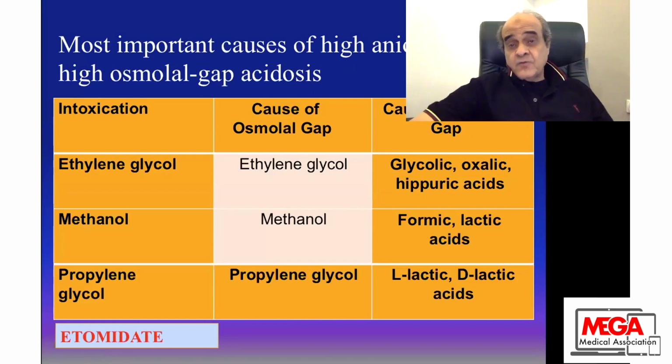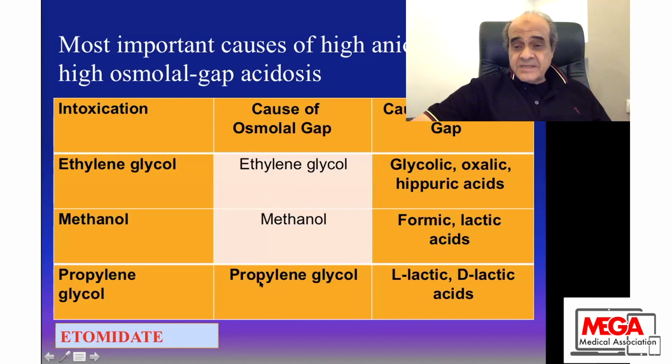The most important causes of high anion gap, high osmolar gap acidosis are ethylene glycol, methanol, propylene glycol, and ethanol. Ethylene glycol, this alcohol causes the osmolar gap, and with time will give you its metabolites, which are acids, such as glycolic acid, oxalic acid, and so it will give you a high anion gap with time. Methanol will give you formic acid and lactic acid. Propylene glycol will give L-lactic acid and D-lactic acid.